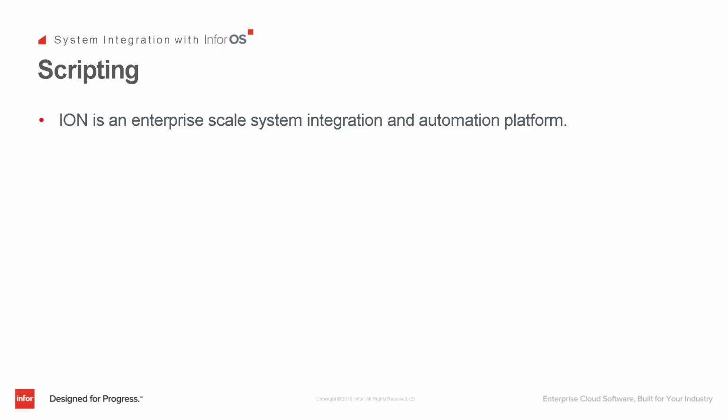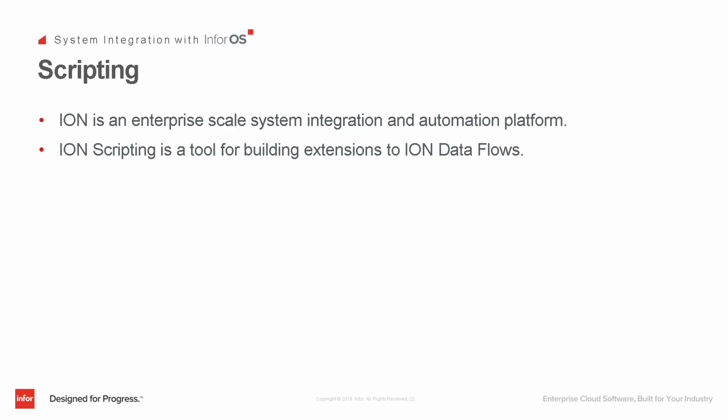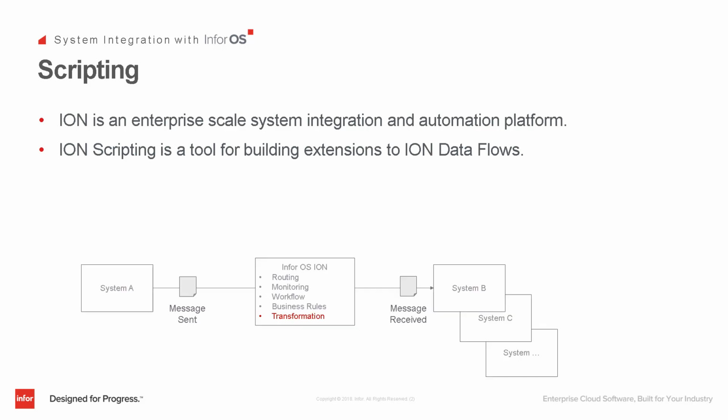Now, ION is an enterprise-scale system integration and automation platform included as part of Infor OS. And ION Scripting is a tool within ION for building extensions to data flows. Data flows help build an integration between two systems. As shown in the diagram below, it can do routing, monitoring, workflow, business rules, and in this case, we're going to focus on transformation of those messages between the systems.